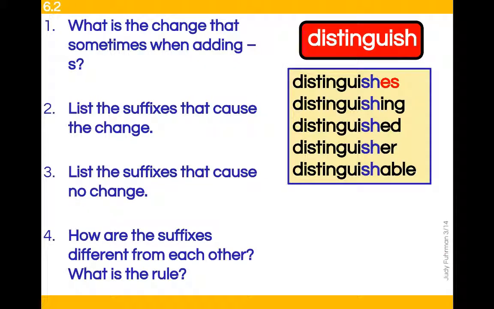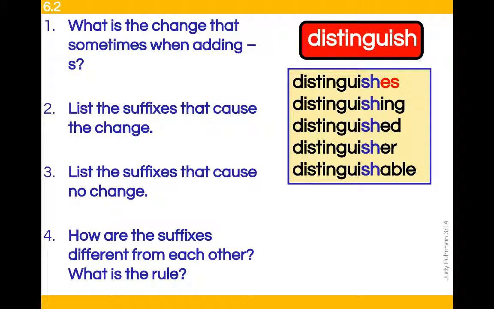Now we're going to go over some rules. Please pause the video right now, write down these 4 questions and your potential answers. Number 1, what is the change that sometimes happens when adding S? List the suffixes that cause the change. List the suffixes that cause no change. And then how are the suffixes different from each other? What is the rule? Please pause the video right now and answer those questions.